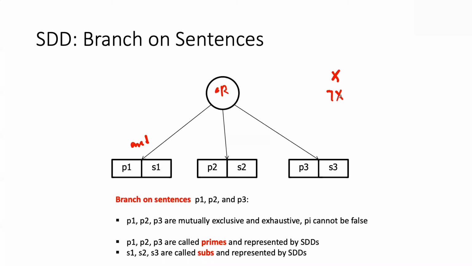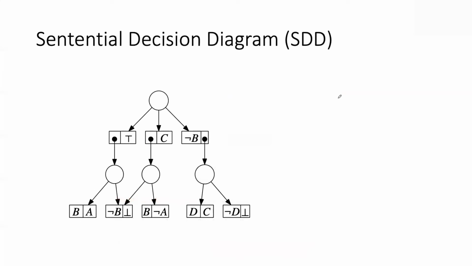Now, that's the primitive from which SDDs are made. And we'll see that primes and subs are themselves represented as SDDs. And let's take a concrete example next to see how it looks. All right, so this is a fully fleshed out sentential decision diagram, or an SDD.